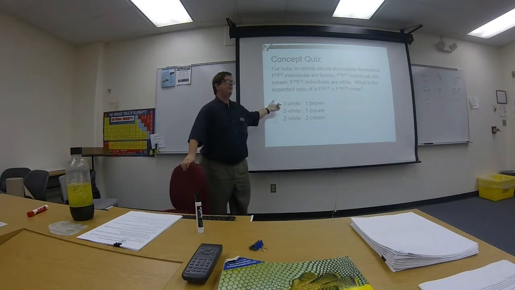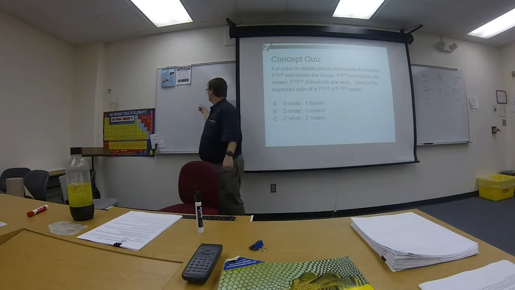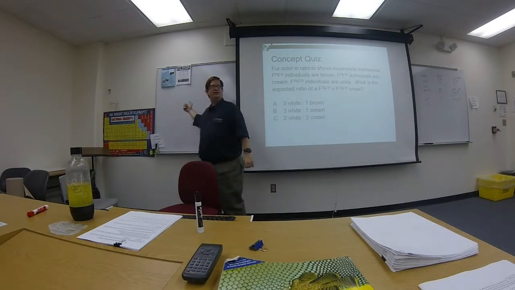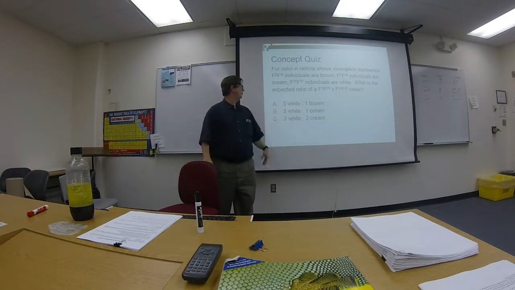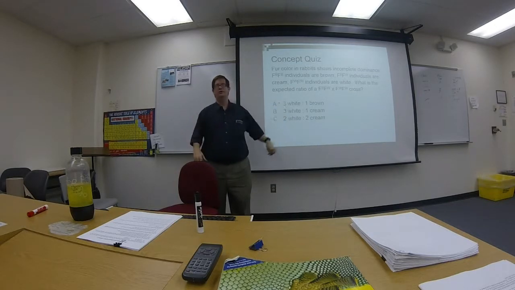And that would be the opposite of the problem that we worked earlier. Well, I erased it, but the one right there, where I did it using complete dominance. Here you get your 1-to-1 ratio with incomplete dominance, or 2-to-2, 1-to-1. Does that make sense?